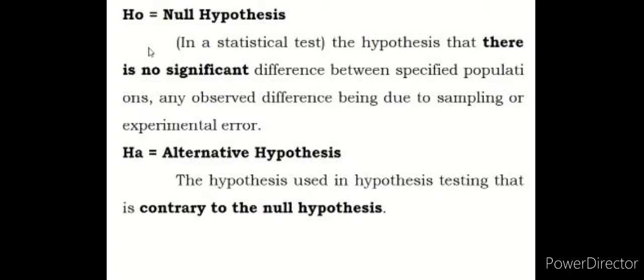Then the alternative hypothesis is the contrary of the null hypothesis, meaning there is a significant difference. When the null hypothesis is rejected, there is a significant difference between the two samples. When the null hypothesis is not rejected, there is no significant difference between the two samples.